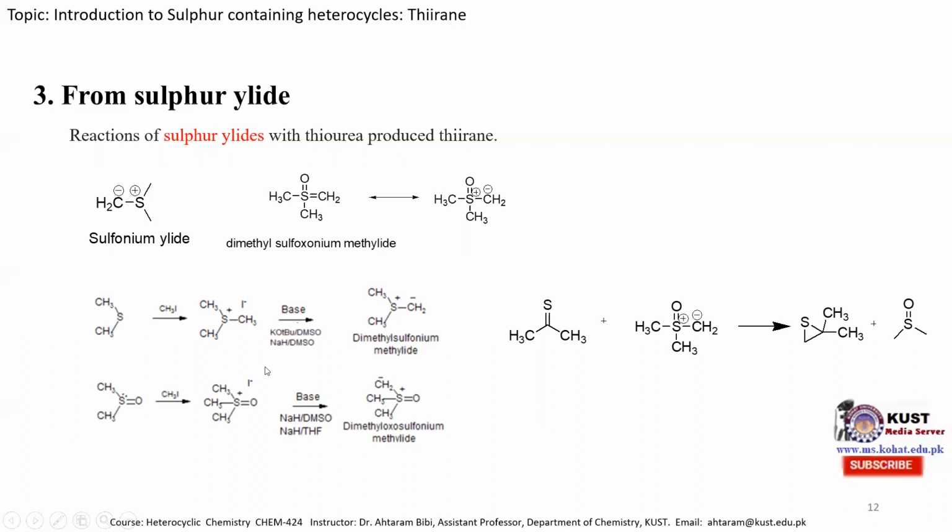Similarly, the dimethyl oxosulfonium methylide is obtained by treating dimethyl sulfoxide with methyl iodide to produce the salt, and then this is treated with a base, sodium hydride, in DMSO and THF solvent to produce this dimethyl oxosulfonium methylide. And when this dimethyl sulfonium methylide or dimethyl oxosulfonium methylide is treated with the thiourea, one can obtain the thiirane molecule.